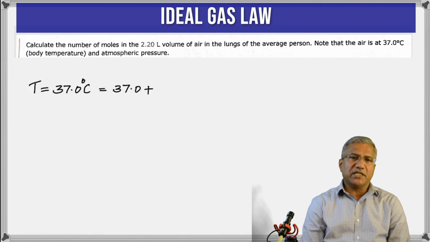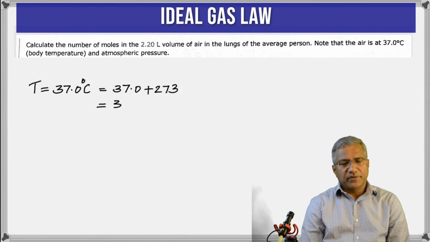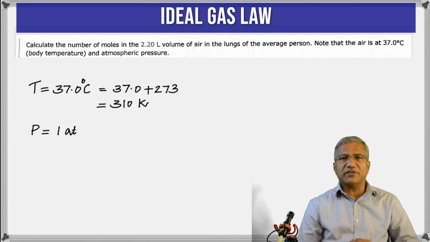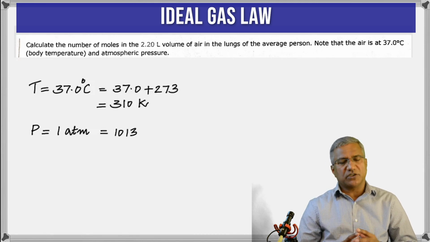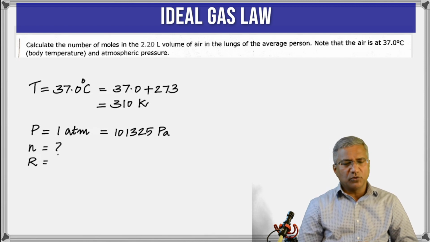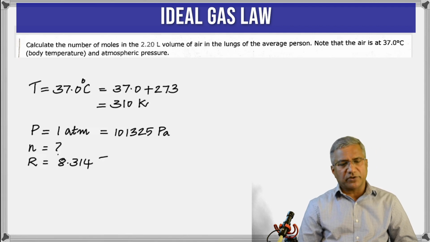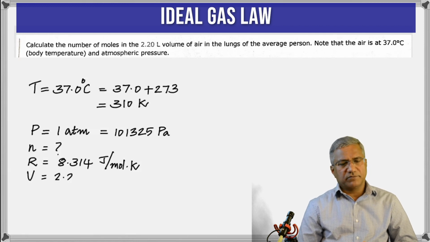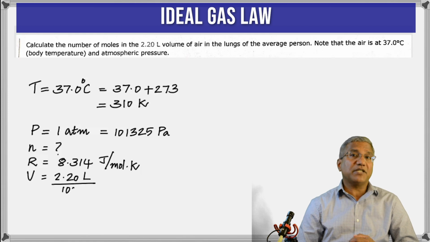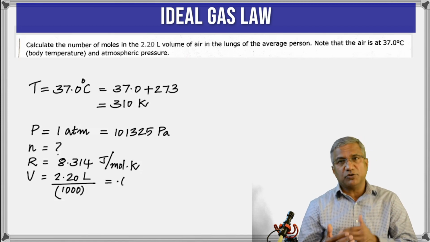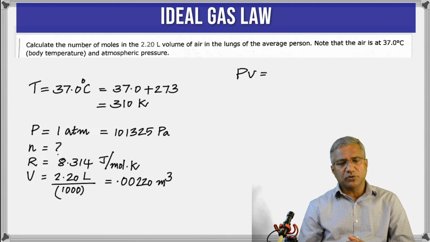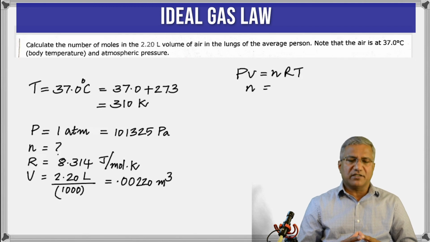All right, temperature must be in Kelvin. So we get 310 Kelvin there. And then the pressure cannot be in ATM. So that's 1 ATM, which is 101,325 pascals. We're looking for the number of moles. The gas constant is 8.314 joule per mole Kelvin. And the volume is given in liters. Oh, we need it in meter cube. 1,000 liters make a meter cube. So divide that by 1,000, you get it into meter cube. So 0.00220. Okay. And then you have PV equals nRT.